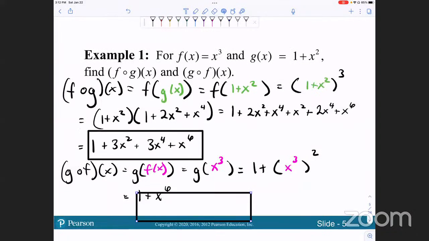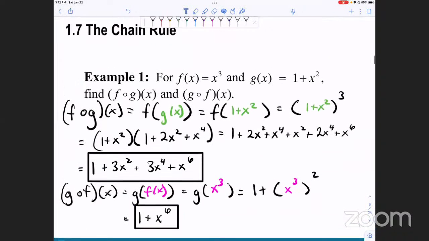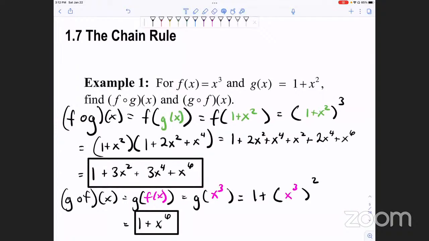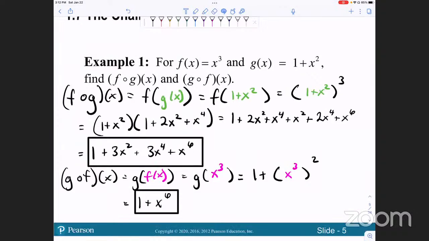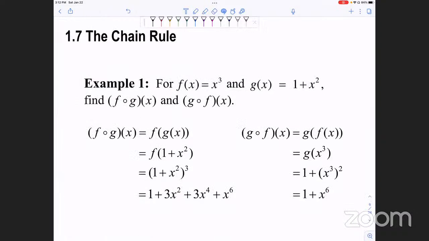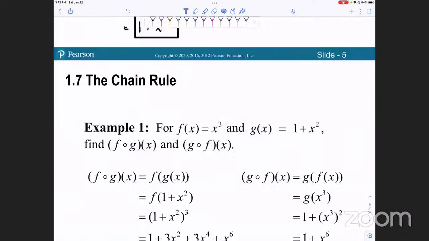So the whole point of this was to make it clear that the order is important when we're doing composition of functions. Composition is not commutative, right? So if we change the order, it can change our answer. We got 1 plus 3x squared plus 3x to the 4 plus x to the 6, and then 1 plus x to the 6.